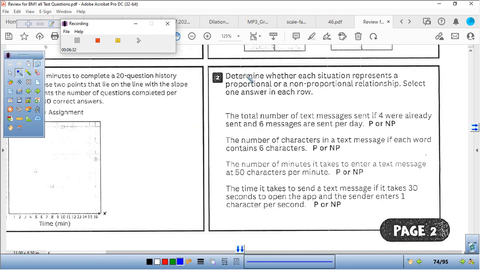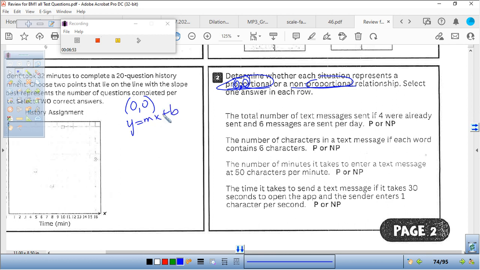So this is now asked to determine whether each situation represents a proportional or non-proportional relationship. Proportional and non-proportional. I told you all this. Proportional, think of the origin. You see 2 zeros there? So you're going to have an origin, where it goes to the origin. What goes to the origin? A y equals mx plus b. And if it goes to the origin, your b is 0. So you basically have y equals mx. No plus b. Nothing actually exists there.